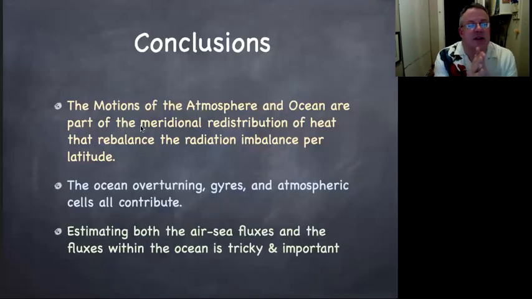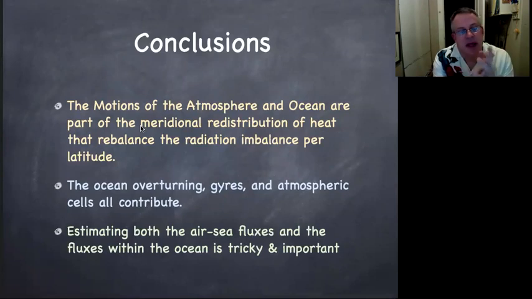So the motions of the atmosphere and the ocean are part of the meridional redistribution of heat that rebalances the radiation imbalance by latitude. The ocean overturning, gyres, and atmospheric cells all contribute. We're going to learn exactly how they work, what drives them, and why they're there. But they contribute to this heat transport. So in the big picture, motions of the oceans are redistributing heat. They're helping the atmosphere do that. And they're there because of these differential heat budgets and differential wind stresses. So momentum, essentially, budgets across the Earth.